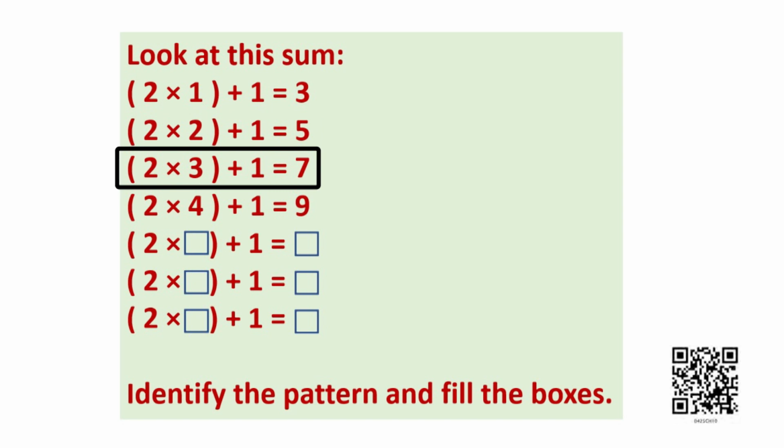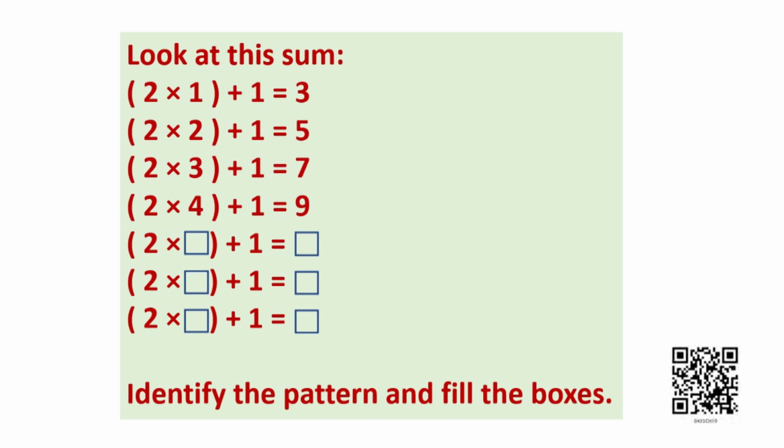2 times 3 plus 1, which is 2 times 3 is 6, 6 plus 1 is 7. The next one is 2 times 4 plus 1, which is 2 times 4 is 8 and 8 plus 1 is 9. Can you see any pattern in that? Yes, see, the numbers are increasing. 1, 2, 3, 4. See the sum? The sum is 3, 5, 7, 9. The sum is increasing by 2.